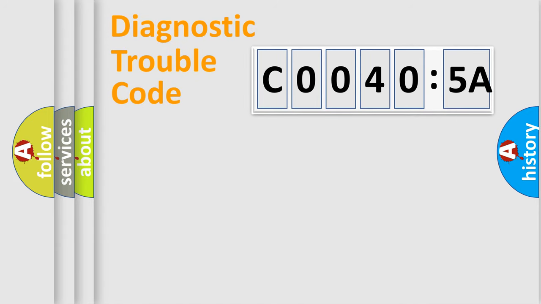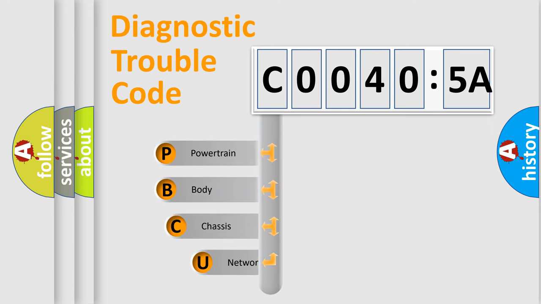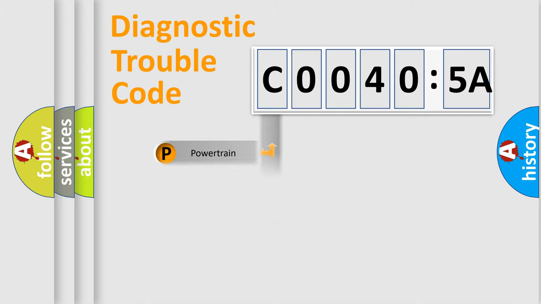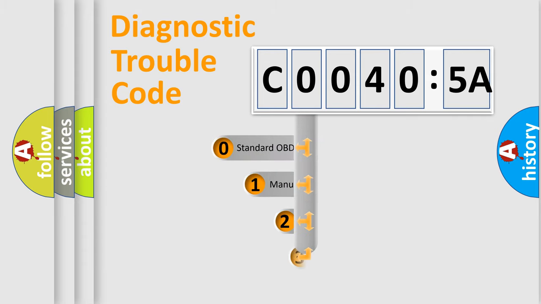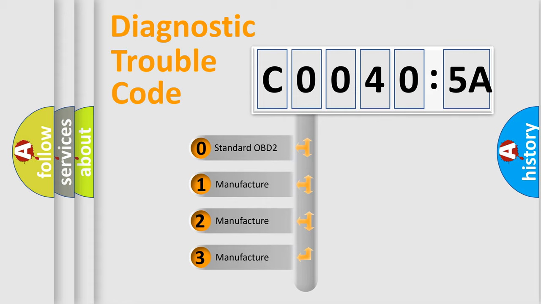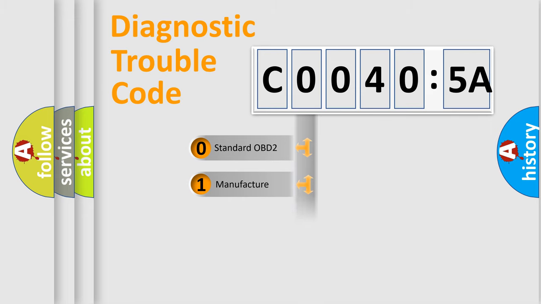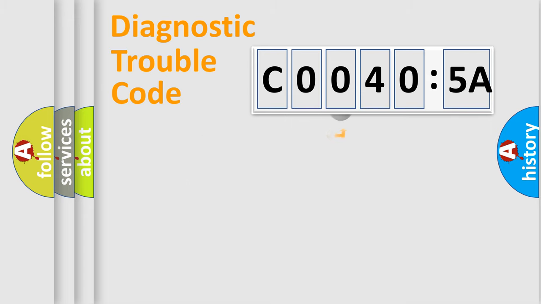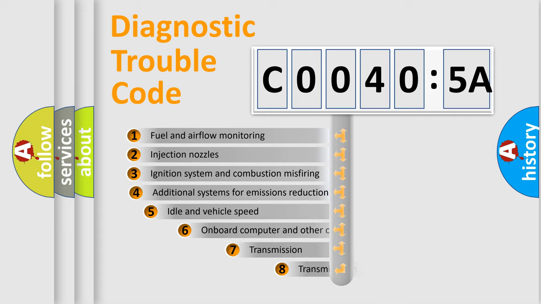Let's do this. First, let's look at the history of diagnostic fault code composition according to the OBD2 protocol, which is unified for all automakers since 2000. We divide the electric system of the automobile into four basic units: powertrain, body, chassis, network. This distribution is defined in the first character of the code. If the second character is zero, it is a standardized error. In the case of numbers 1, 2, 3, it is a more prestigious expression of the car-specific error.